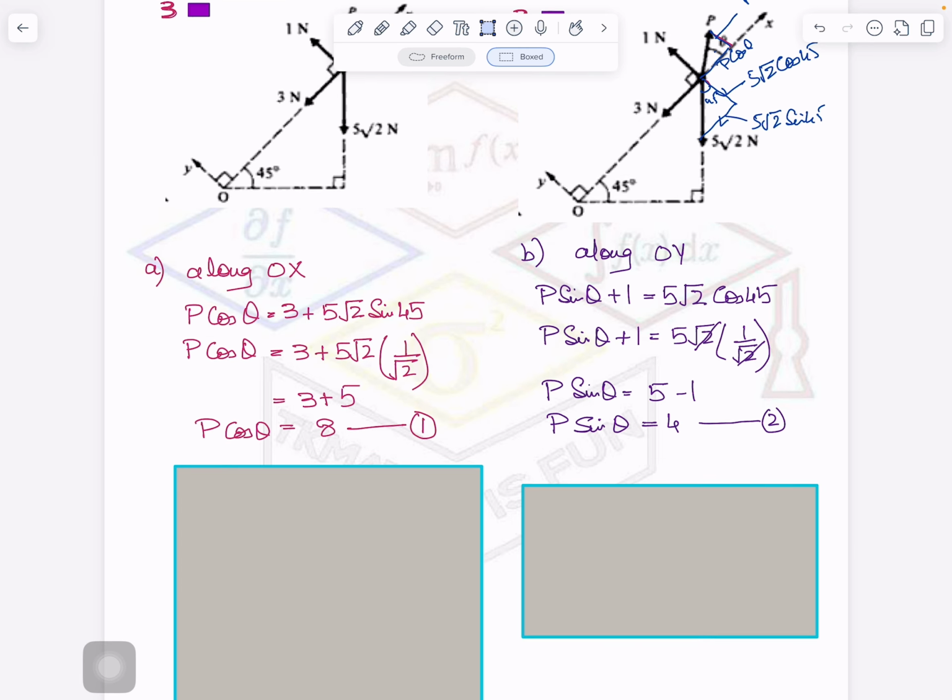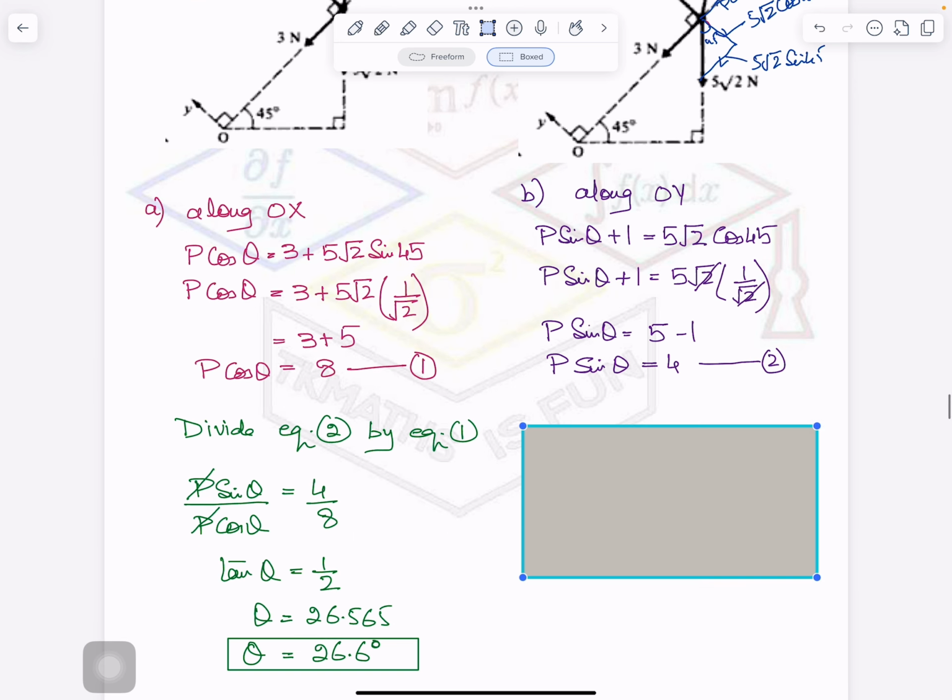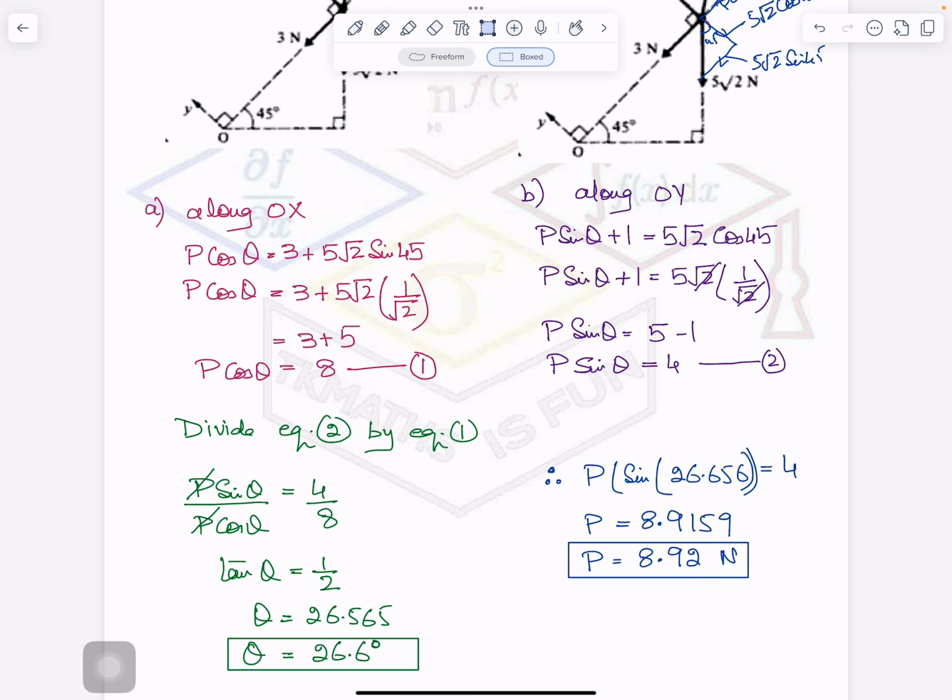And then we will do what? Division or substitution also you can do. And then you will get P. So I hope you understood, and you can write your query in the comments.